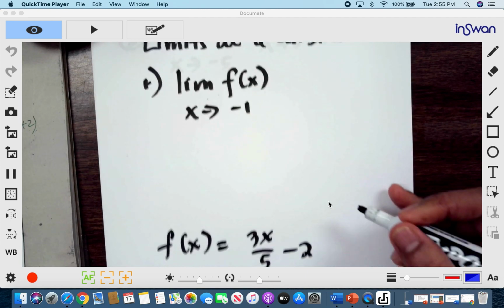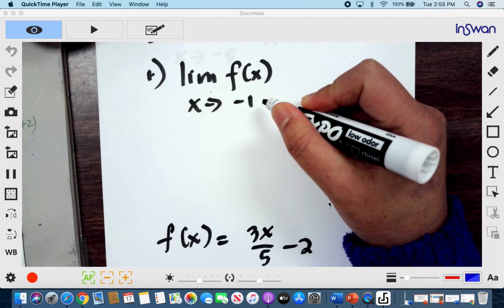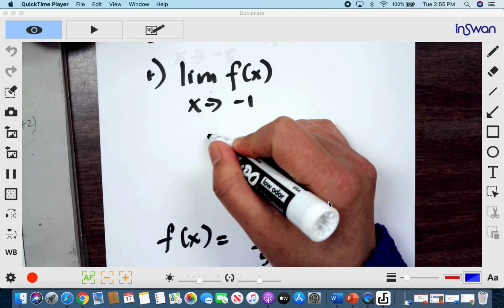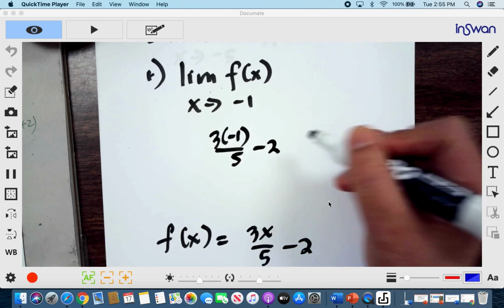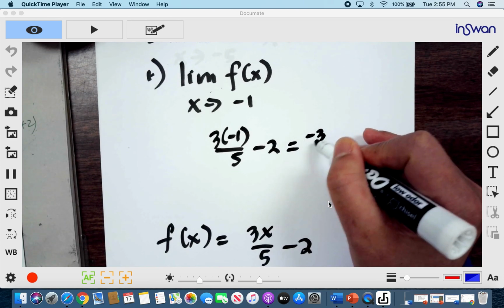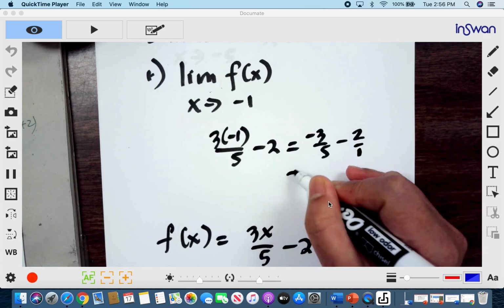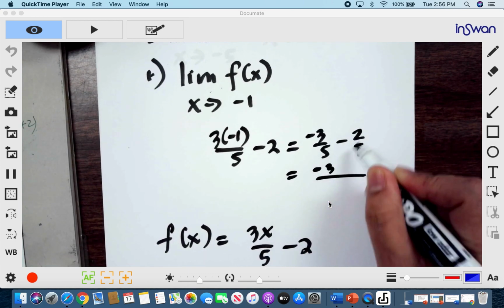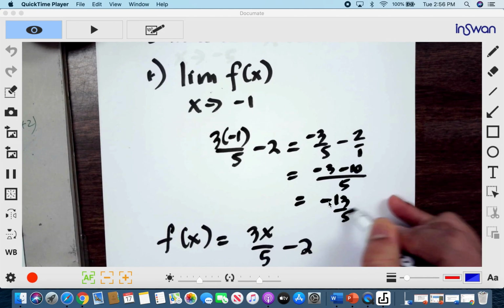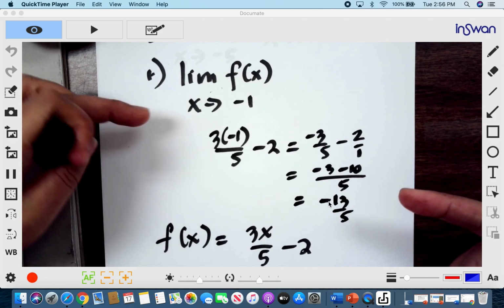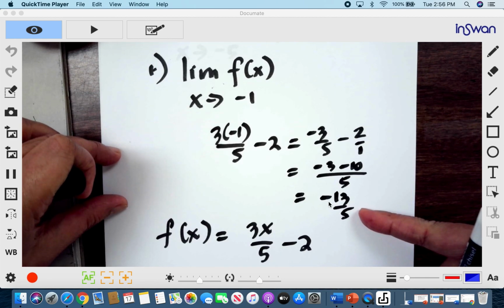Okay, now our function is 3x over 5 minus 2, and our x is approaching -1. So if we plug in -1, it'll give us -3 over 5 minus 2. And of course, we can use the butterfly method. This is over 1. So you'll have -3 minus 10 over 5. So the answer is -13 over 5. Okay? So therefore, the limit of this function, as x approaches -1, is -13 over 5.